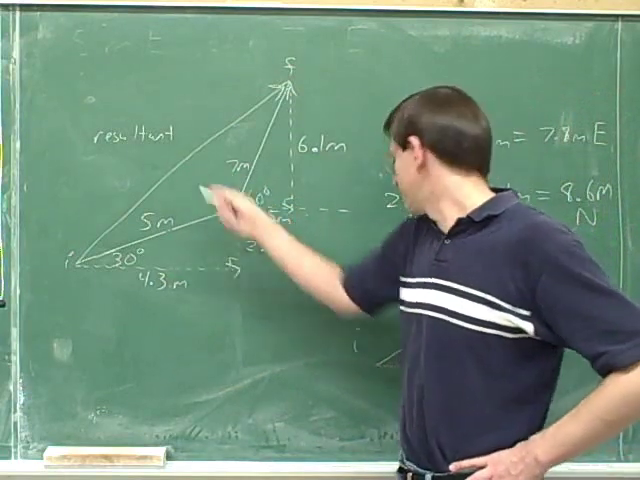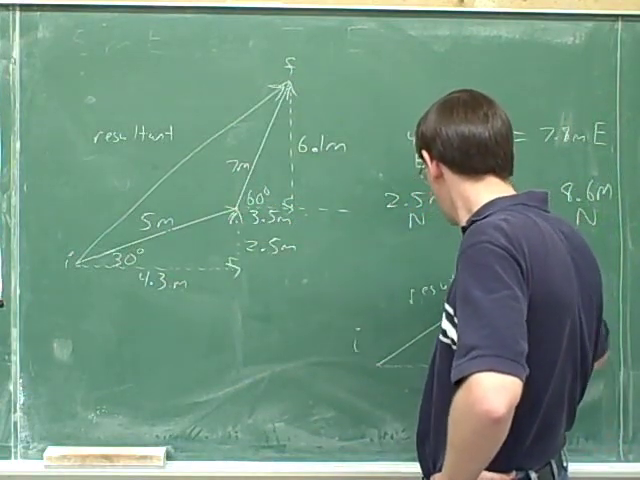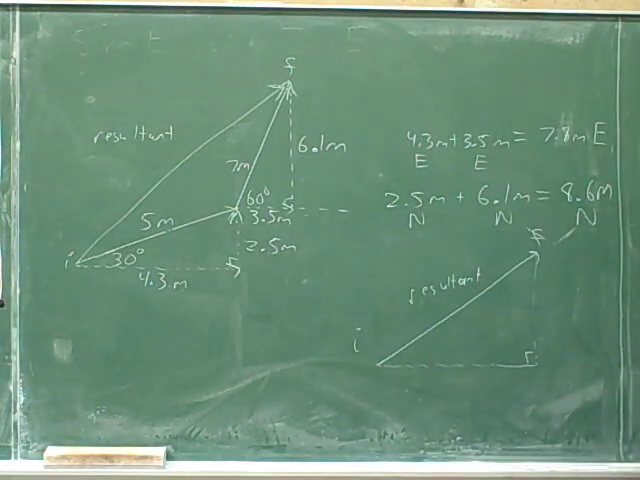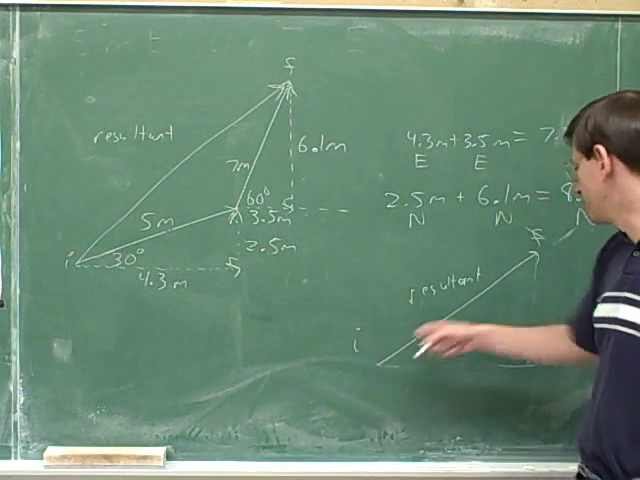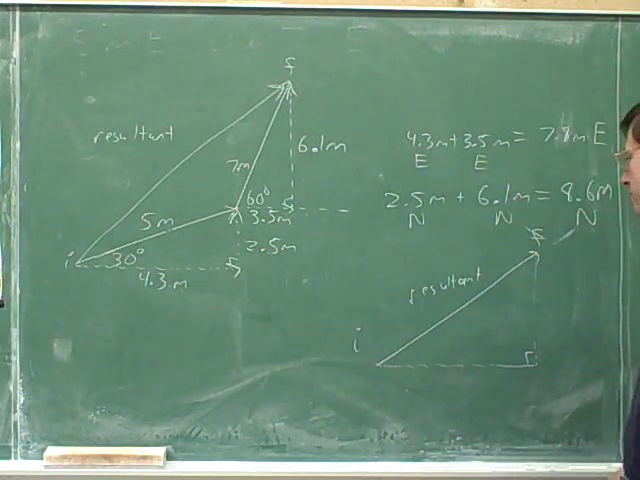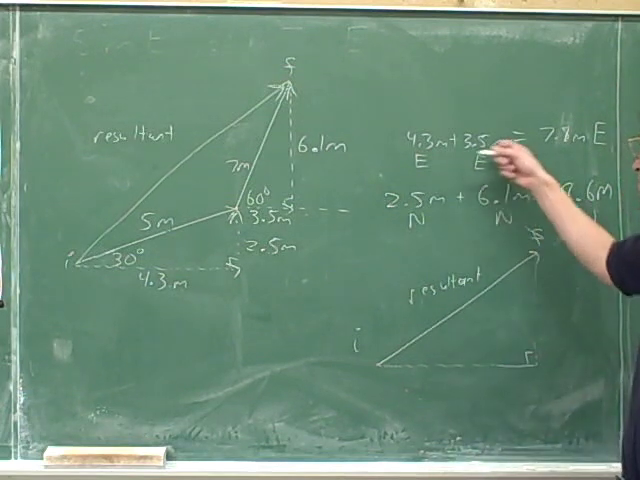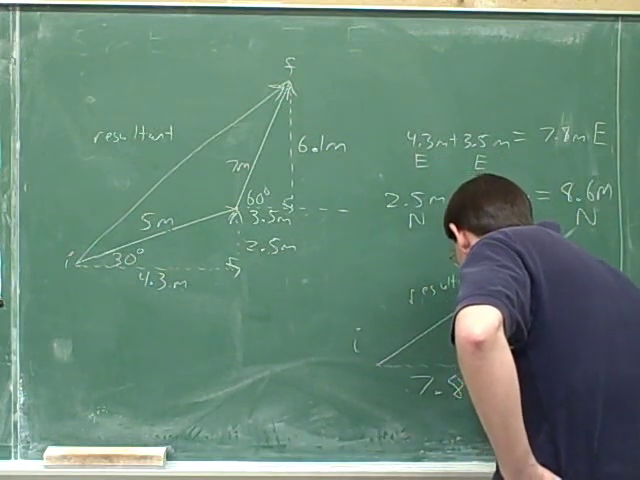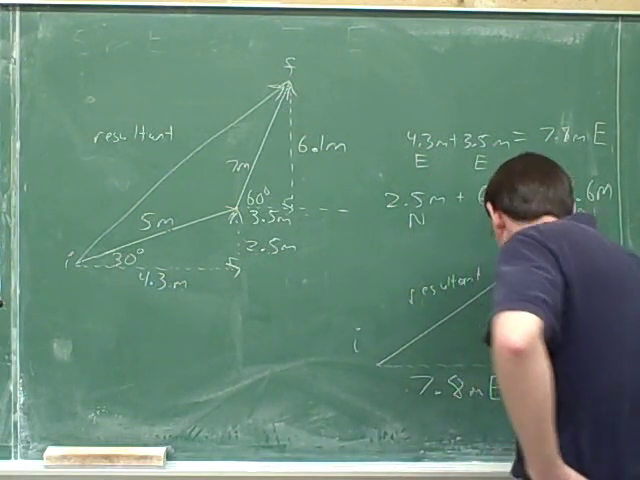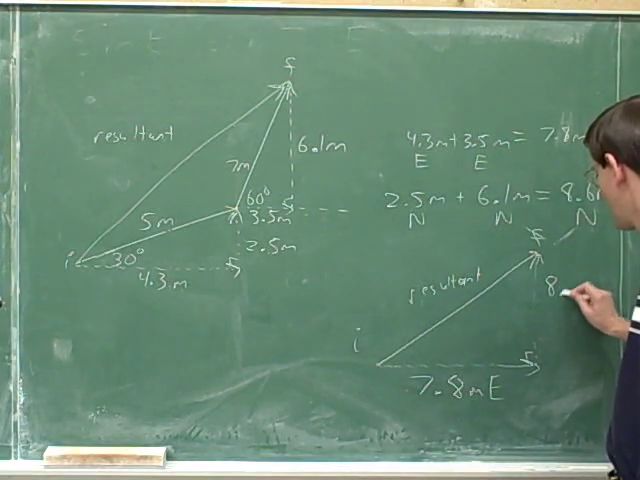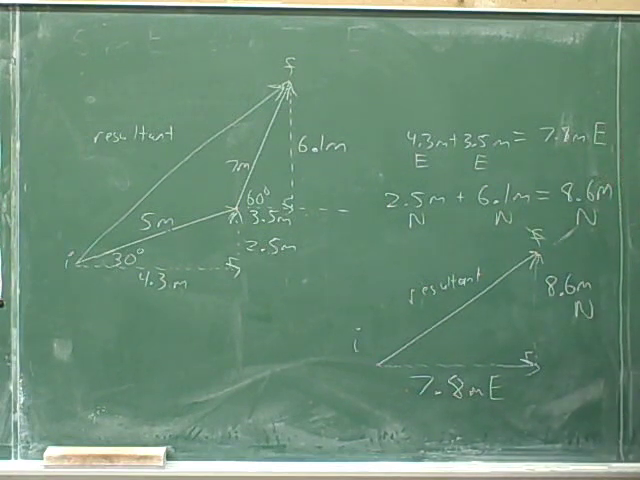This diagram is starting to get a little bit messy. So I'm going to redraw the resultant vector over here. The resultant vector, remember, is going from the initial point to the final point. Well, now we know how far to the east the resultant vector is pointing. We know that the eastward component of the resultant is 7.8 meters to the east. And the vertical component is 8.6 meters to the north.